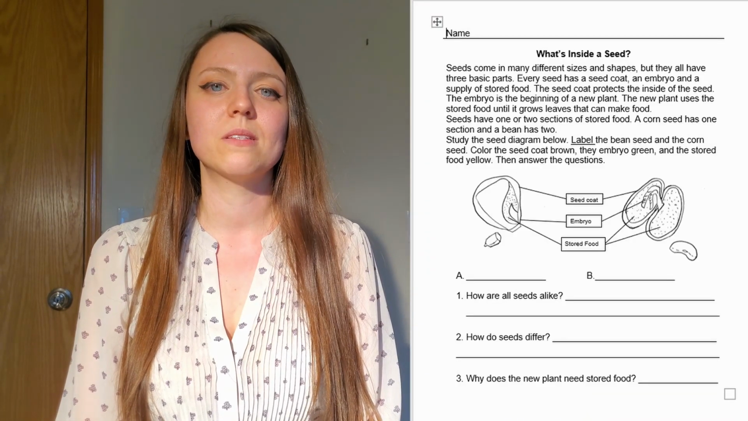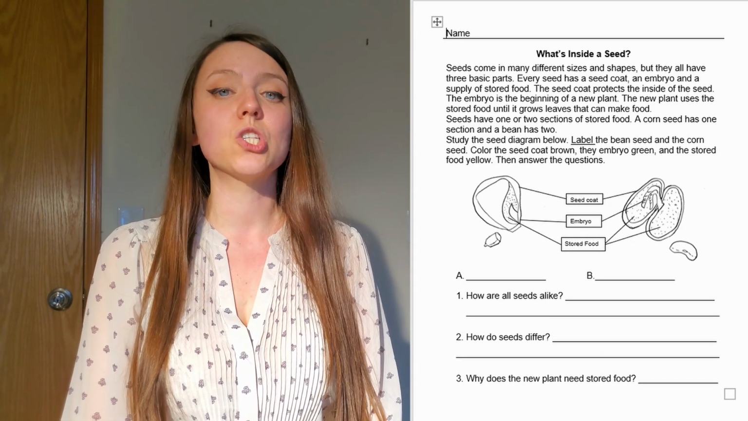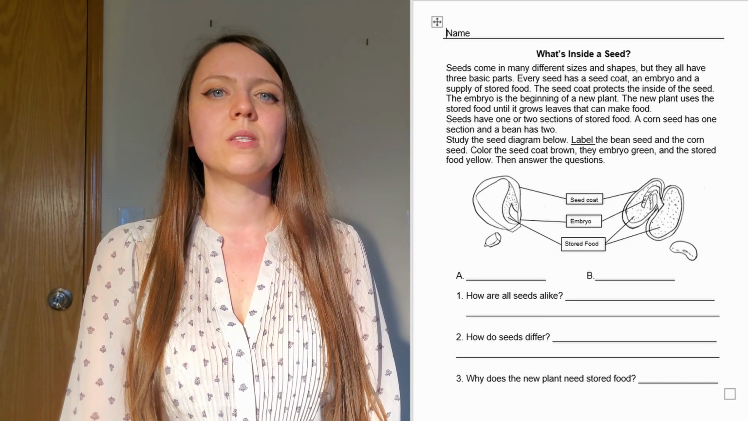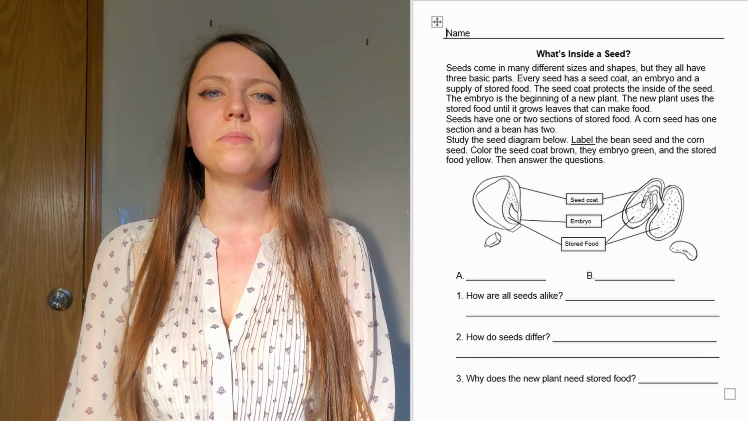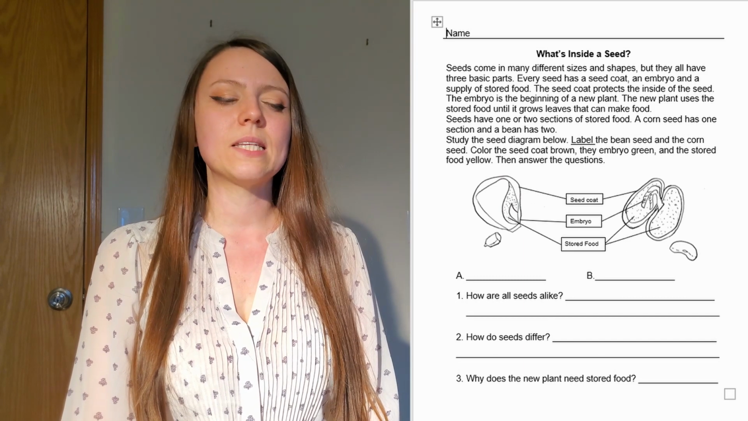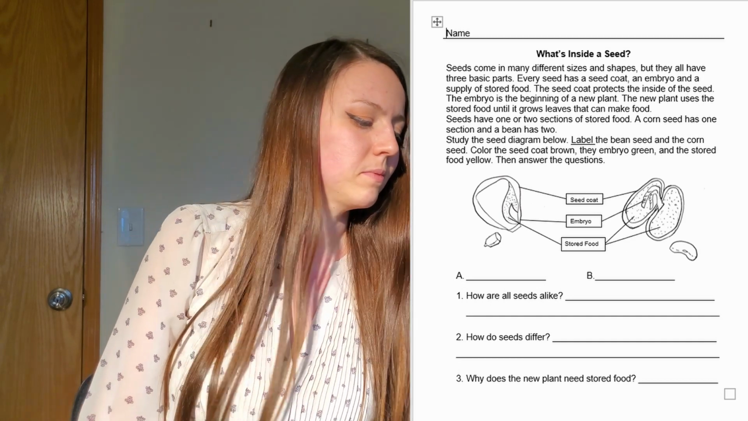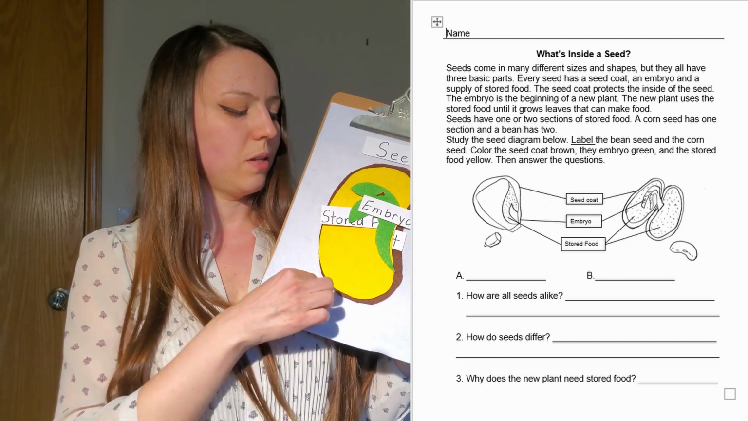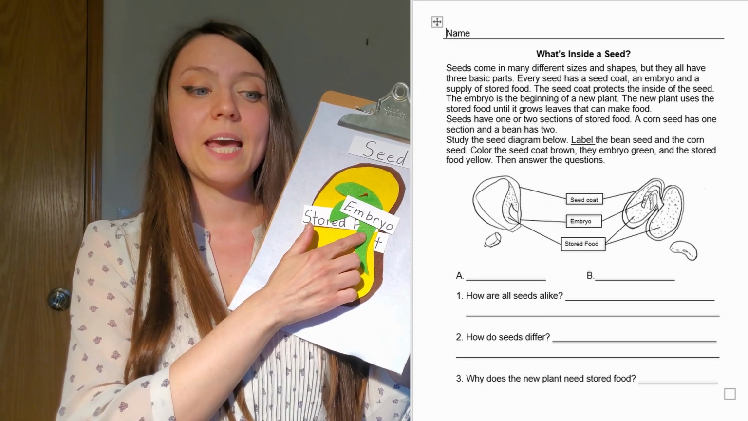The last part of our video is we are going to talk about a homework assignment. You can find the worksheet for the homework in the link in the description below. There's a link to the document that your parents can print for you, and you can do it at home. You're going to read a little two paragraphs about seeds and what's inside a seed, and then you're going to color the seed coat brown. Okay, here's the seed coat, color it brown, the stored food yellow, and the baby plant or embryo green.